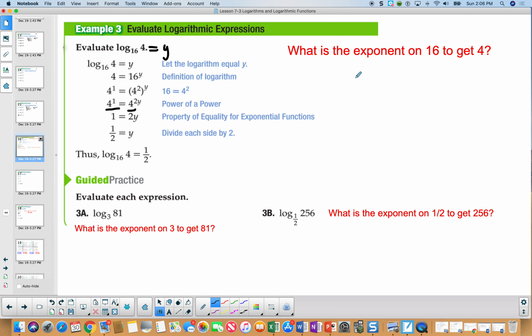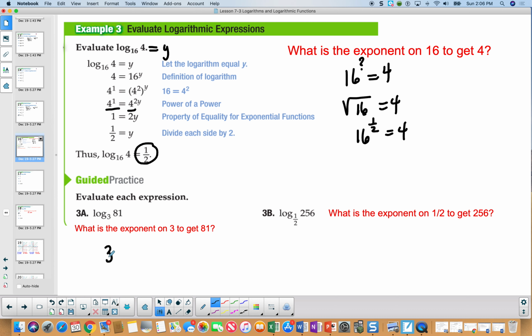Some of you might be able to get this answer without going through so much work by asking this question. Remember, this log expression represents an exponent. So what is the exponent on this base? Here's the base 16. What is the exponent on the base that you will get 4? And some of you will be able to see that square root of 16 is equal to 4, and that square root is another way to say 1/2 power. And that's what we're getting, 1/2. Okay, so let's take a look at this. We're looking for the answer, so ask this question.